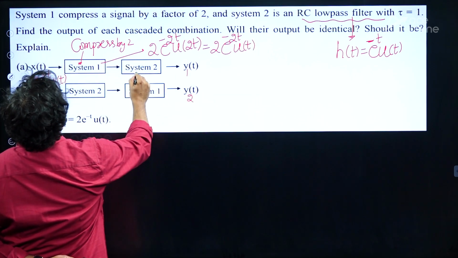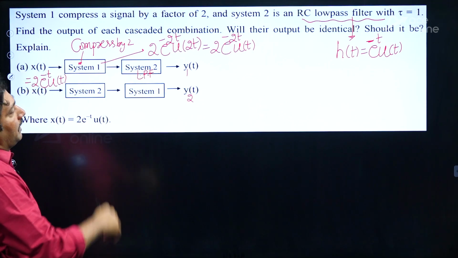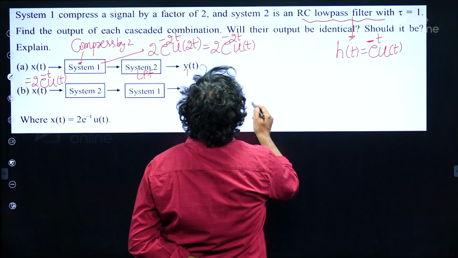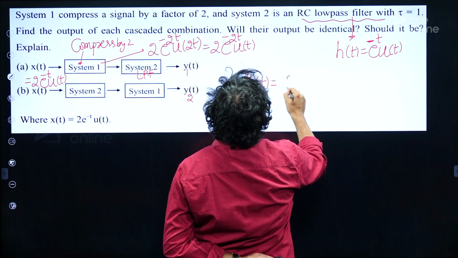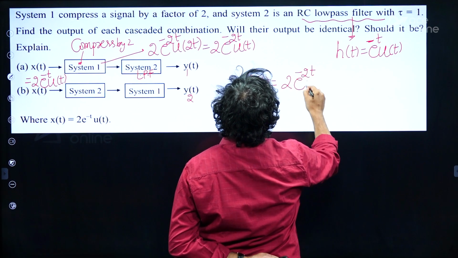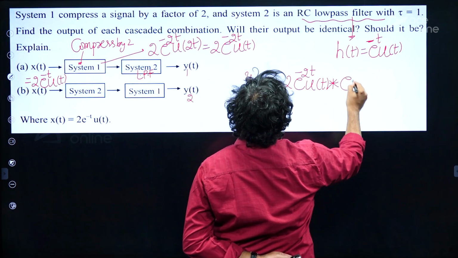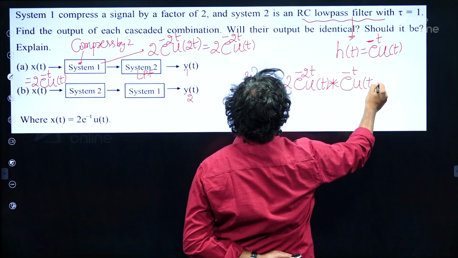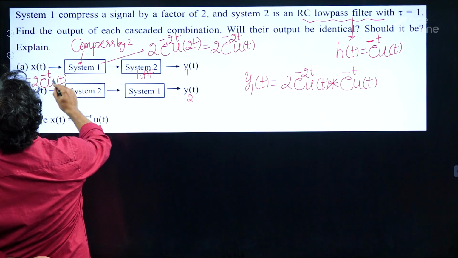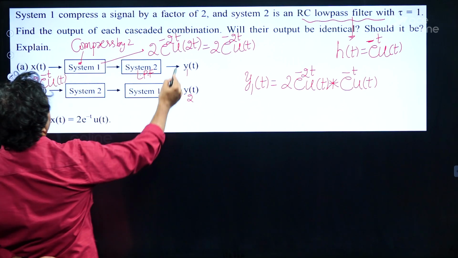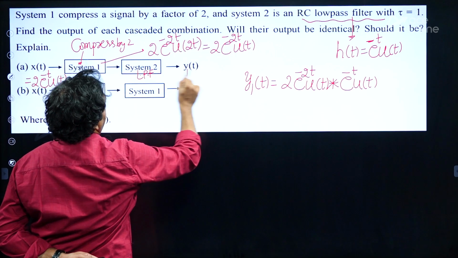What is system 2 here? He has mentioned it is an RC low pass filter with a time constant of 1. So y1(t) is 2e^(-2t)u(t) convolved with this low pass filter impulse response e^(-t). See, compressed by 2 means wherever t is there, we take 2t. The input to the system is this expression convolved with that.